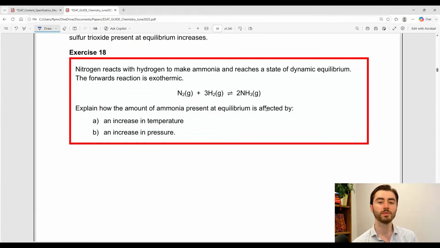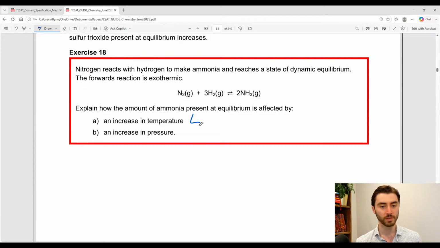So here, this is the Haber process for producing ammonia. Explain how the amount of ammonia present is affected by an increase in temperature. Well, if you increase the temperature, you favor the endothermic direction. Because the forward direction is exothermic, the reverse direction is the endothermic direction that gets favored, and the position of equilibrium moves to the left.